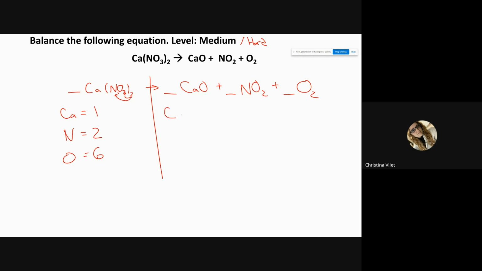Calcium on the product side, how many? 1. Nitrogen, how many? 2. Oxygen. 1 plus 2 plus 2.